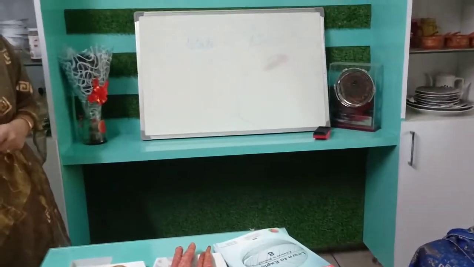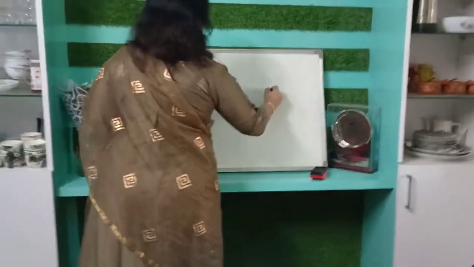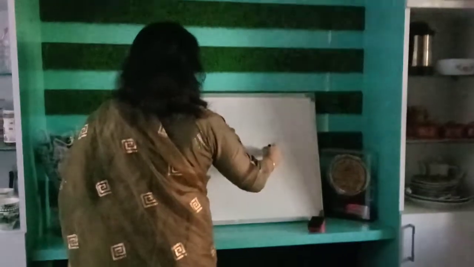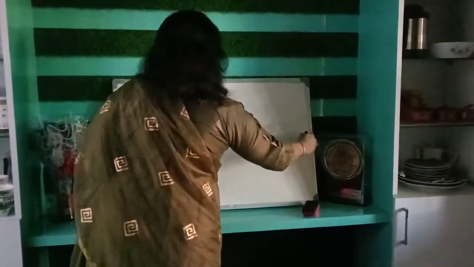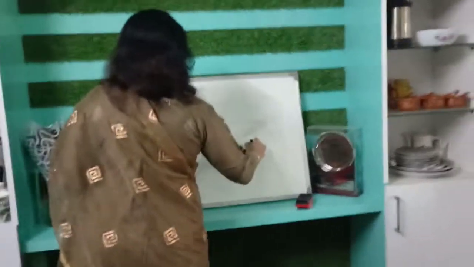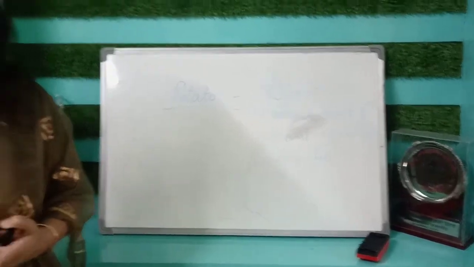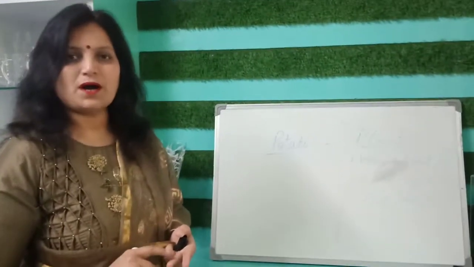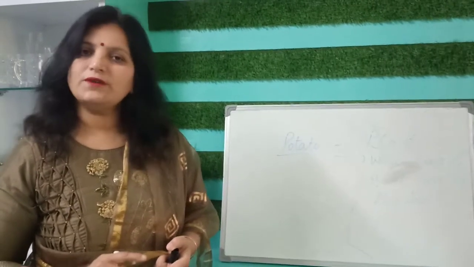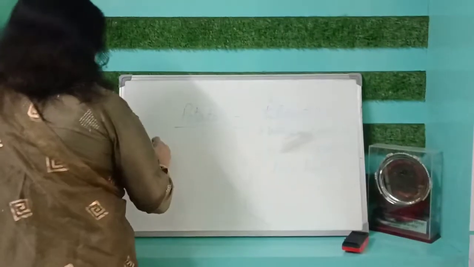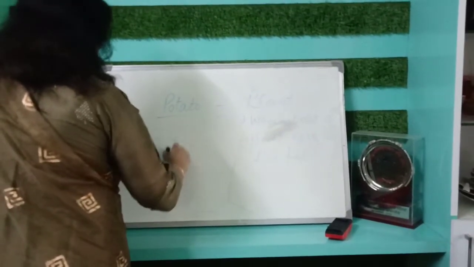So today we will study which part of the plant gives us this food, for example potato. Which part do we have to study? Whether it is a root, a stem, a leaf, a fruit or a flower. So we will study which food we get from which part of the plant. First we will study food from root.